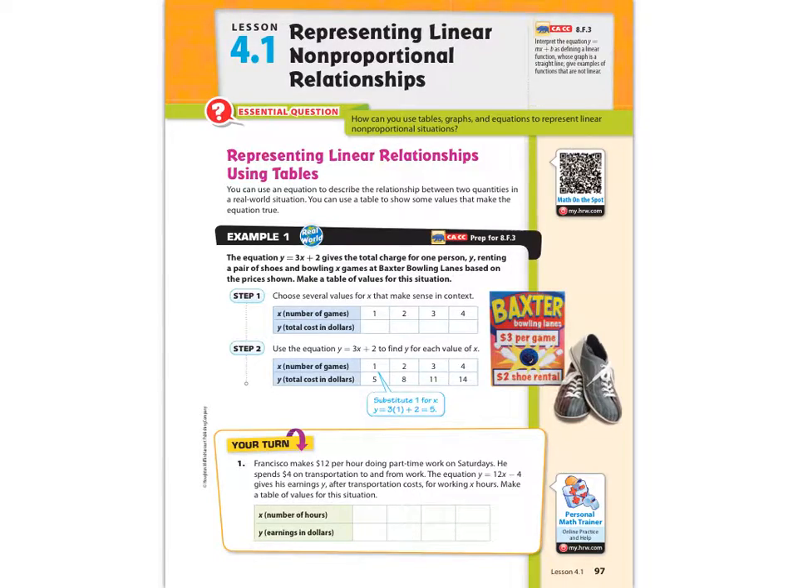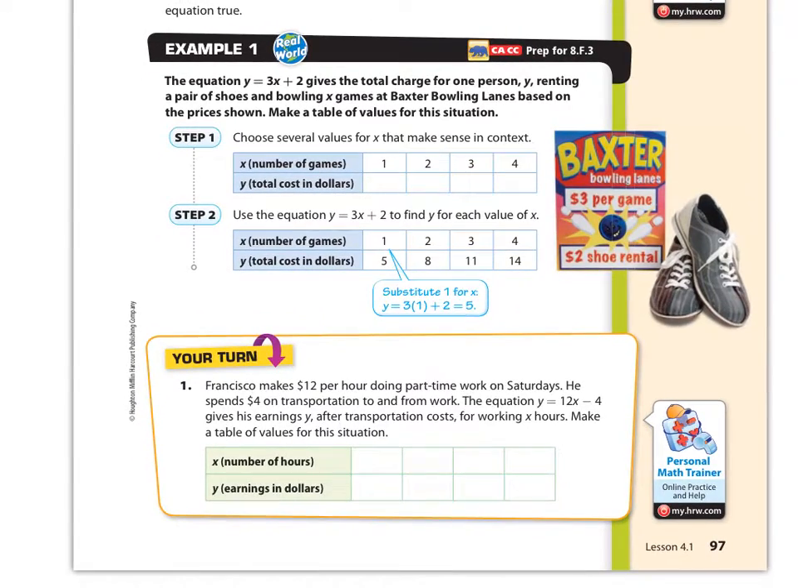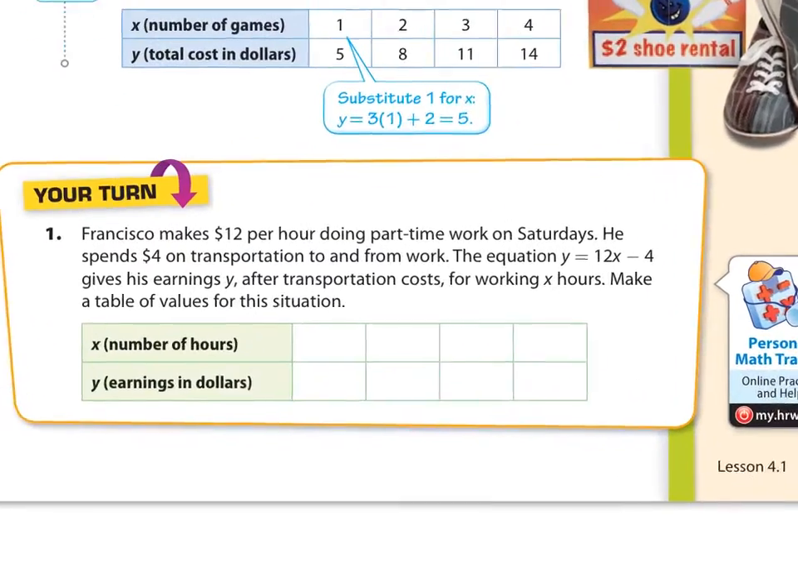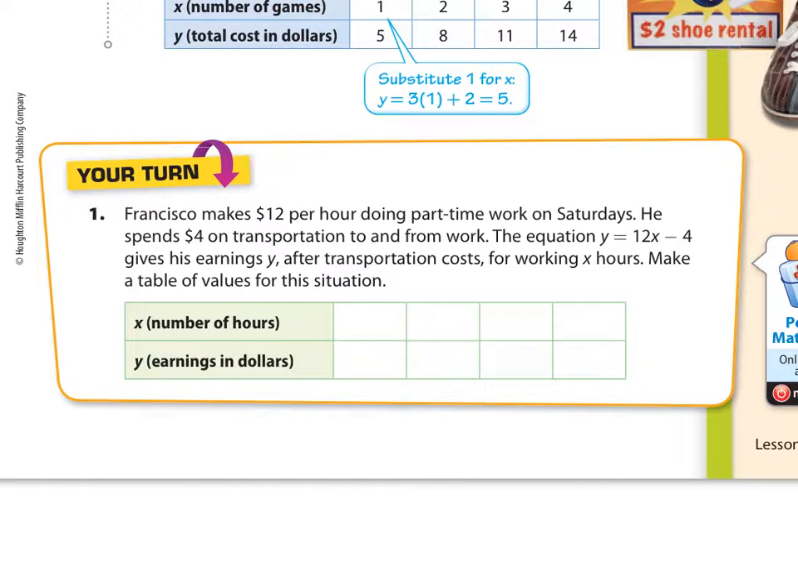So our first example that you see here is, let's do the Your Turn. Francisco makes $12 per hour doing part-time work on Saturdays. He spends $4 on transportation to and from work. And it gives us the equation y equals 12x minus 4, and that gives his earnings y. So see if this makes sense. He makes $12 per hour, so it's 12 times the number of hours. And then he's going to subtract $4 because he's spending $4 just to get to and from work. So he could be taking the bus or something like that.